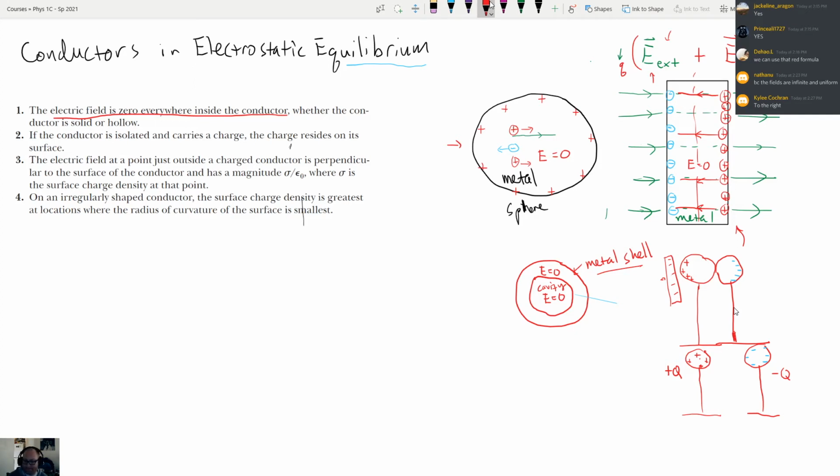Is there a way to tell if one sphere is positive and the other is negative? There is. We use something called electroscopes to do this, and I showed a little video of it, but just to describe what an electroscope is.